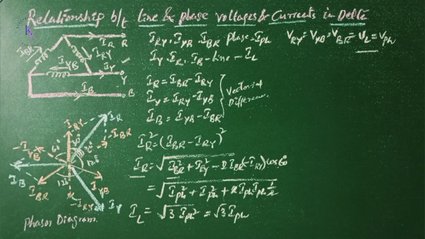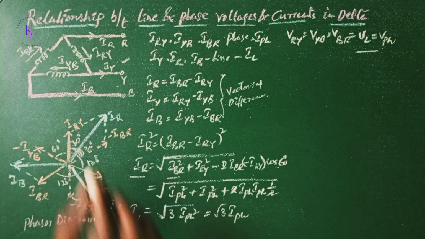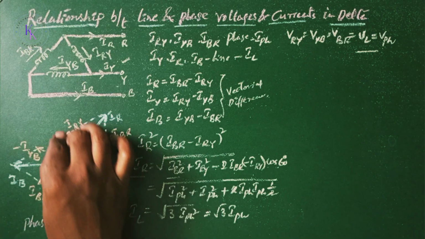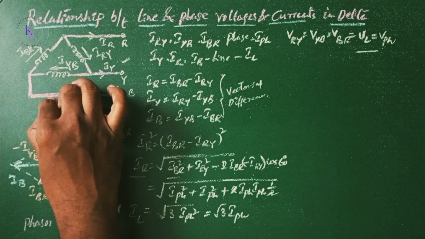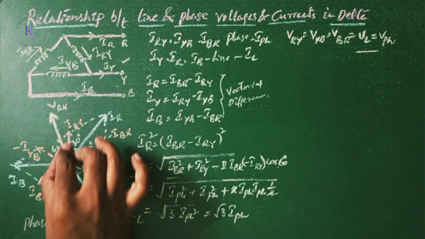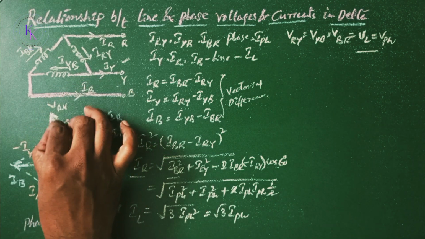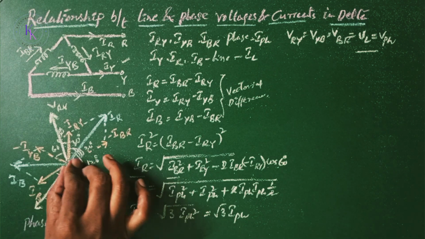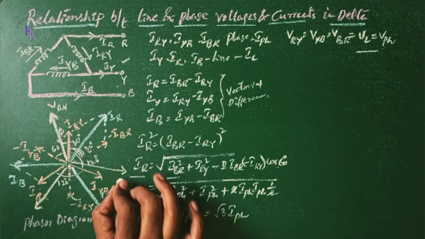Line currents are 30 degrees behind the respective phase currents. You can see from the figure. And the angle between the line current and the corresponding line voltage, this is V_RY, is 30 plus phi. Similarly, here.